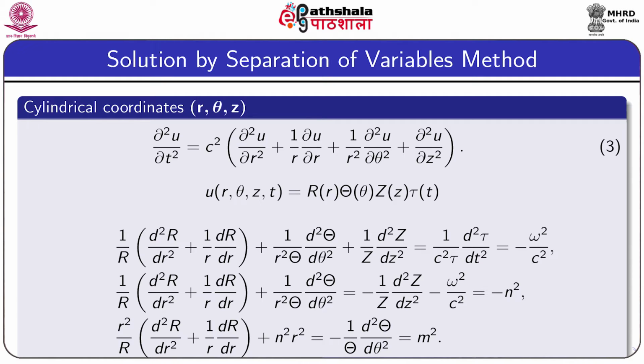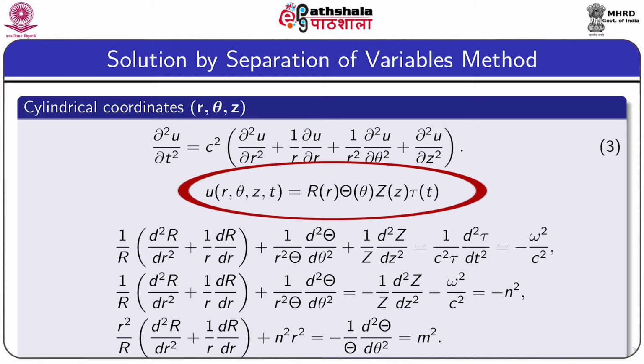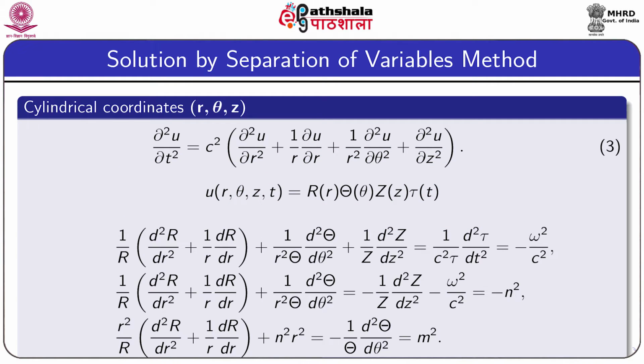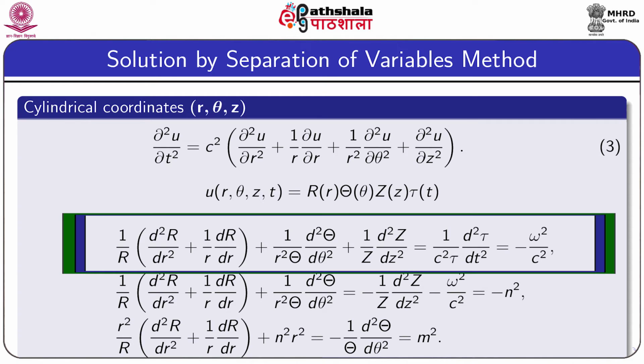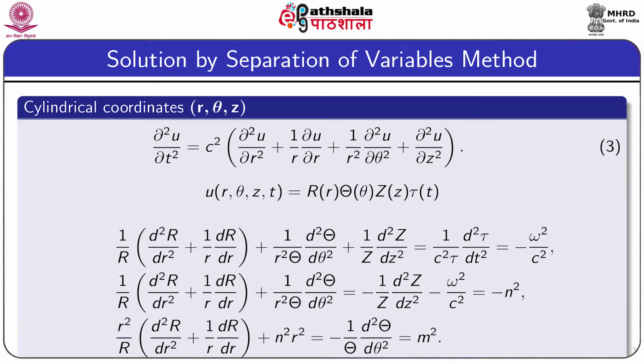Now, to apply the separation of variables method, we write the solution u as a product of capital R, capital Theta, capital Z and Tau, and we substitute this solution into equation 3 and we obtain the relation 1 by capital R d2R dr square plus 1 by r dR dr plus 1 by r square Theta d2 Theta d theta square plus 1 by Z d2Z dz square equals 1 by c square Tau d2 Tau dt square.